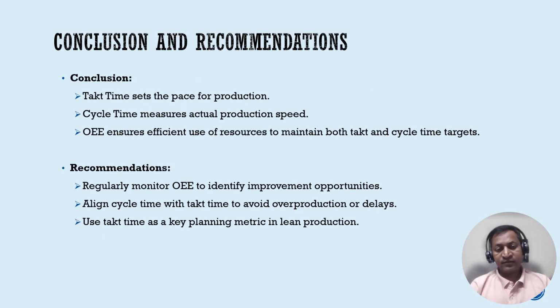The next slide. Finally, conclusion and recommendation. Takt time sets the pace for production. Cycle time measures actual production speed loss. OE ensures efficient use of resources to maintain both takt time and cycle time targets. A few recommendations: regularly monitor OE to identify improvement opportunities and bridge the gap between ideal and actual cycle time. Align cycle time with takt time to avoid overproduction or delays. Use takt time as a key planning metric in lean production.